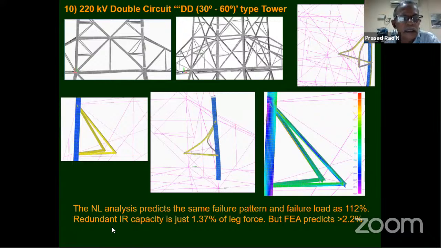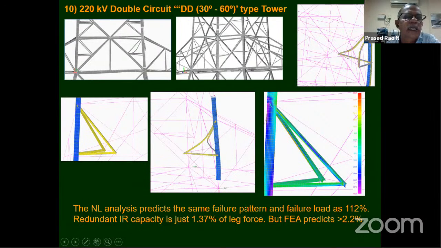See, as I said, the capacity of the secondary bracing with IR is 1.37% of the leg member force, whereas FEA is attracting around 2.2%. So he has designed that member based on the 250 L/R limitation.